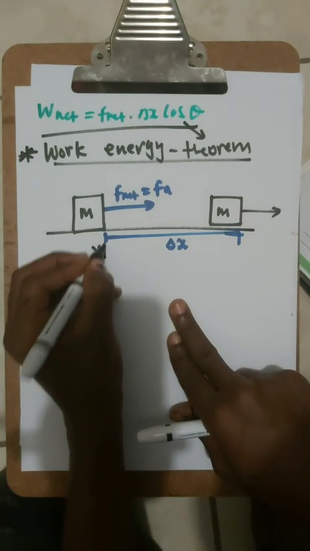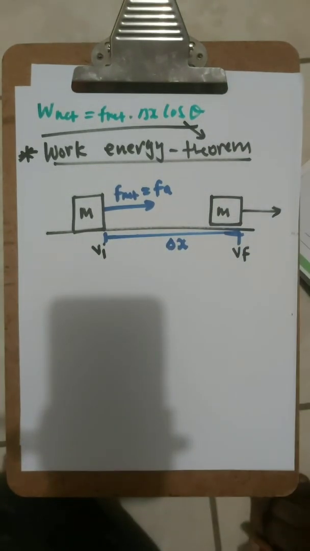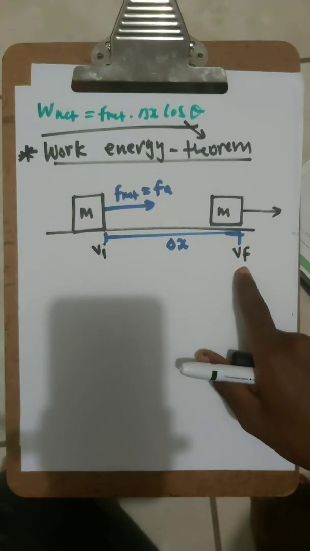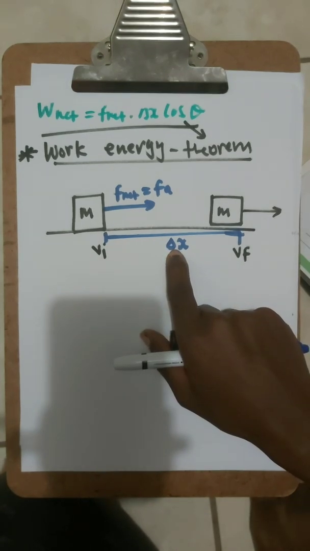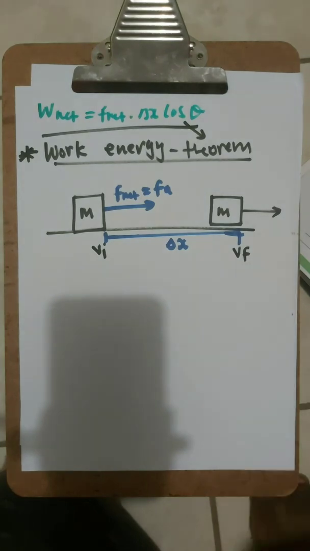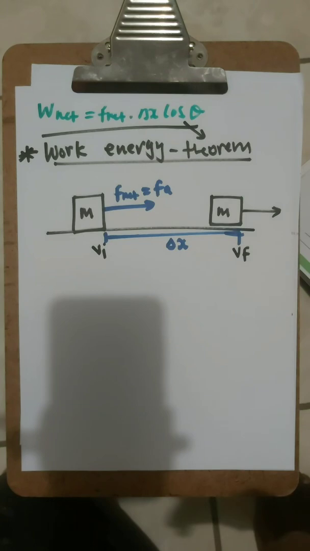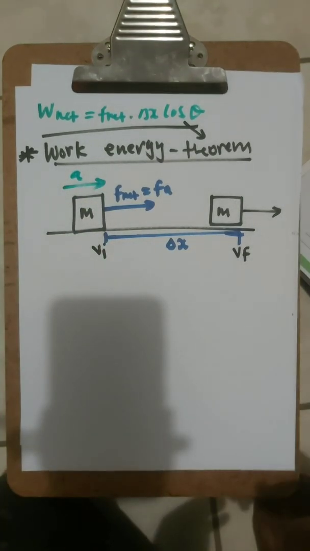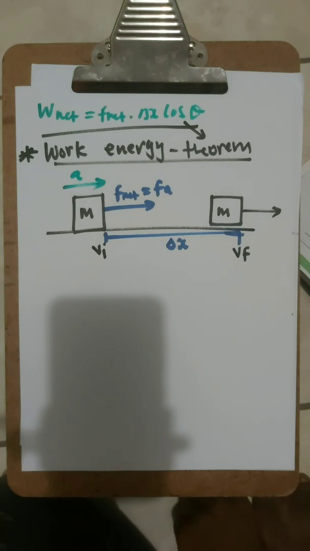Let's say this block starts with an initial velocity vi, and here it gets to a final velocity Vf, traveling a displacement of x. We also have another very important thing, which is the acceleration. The block is accelerating in this direction. Now we want to derive the work energy theorem.